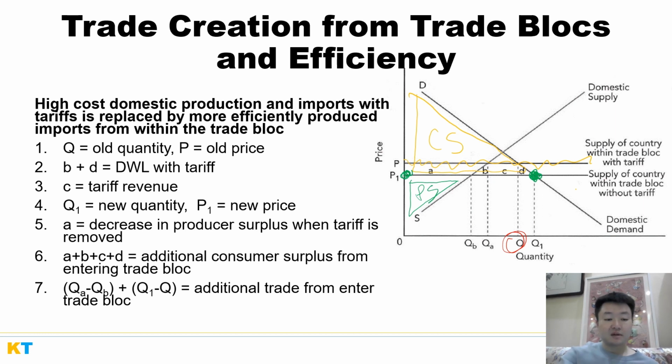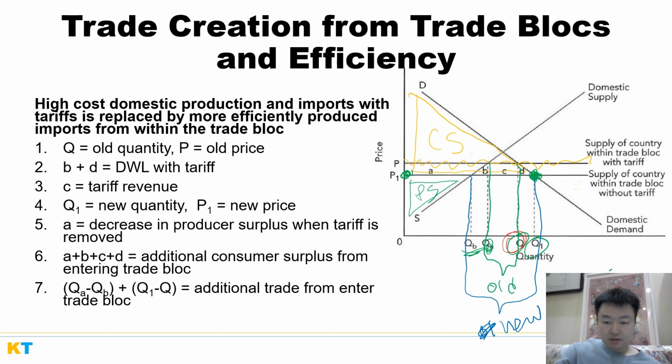So QA minus QB, right here, QA minus QB. And then Q1 minus Q. This is the additional trade from entering the trade bloc. Because we know the old amount of trade used to be this amount, old. The new amount of trade is now this amount, new. Okay, and so the difference is clear, right? This is the difference. So that's trade creation.